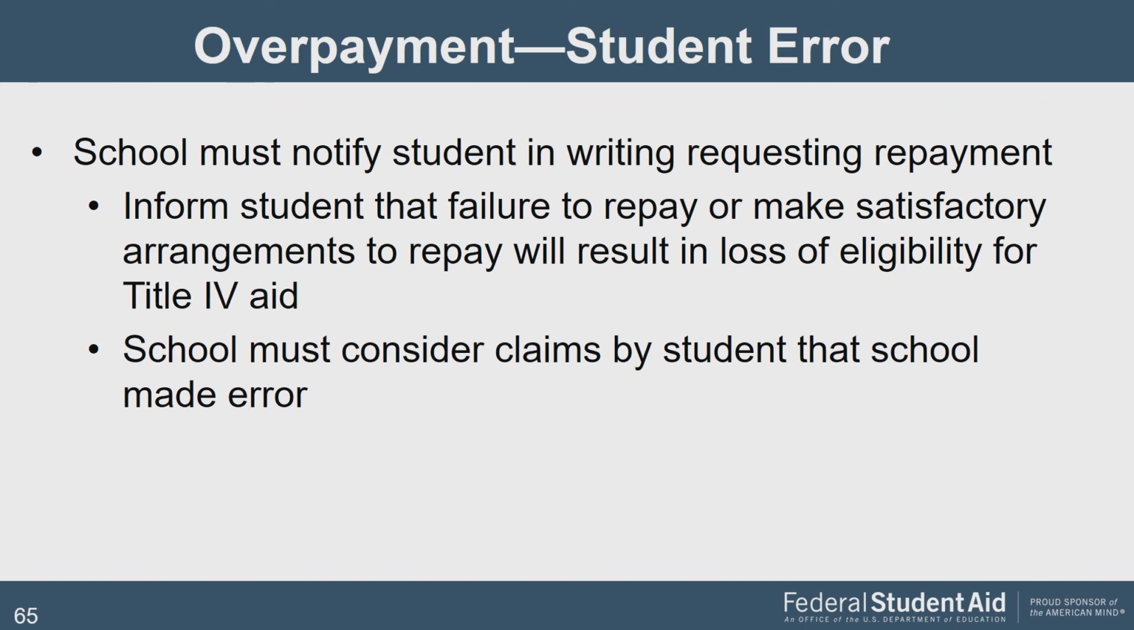Now, if it is a student error, you're notifying the student that they are in an overpayment situation, but you're also notifying them that they must pay back this money or they will lose Title IV eligibility in the future. If the student comes back and says, hey, we think you made a mistake, this can't be right, you are required to take another look, to review that situation, to look at the student's claim, to make sure everything you said is correct. And again, in notifying the student that they have to pay this back, you may take it upon yourself to pay it back on behalf of the student. That's okay.